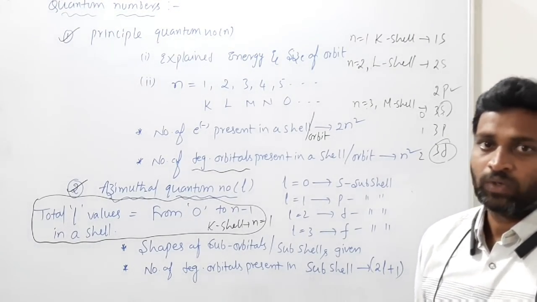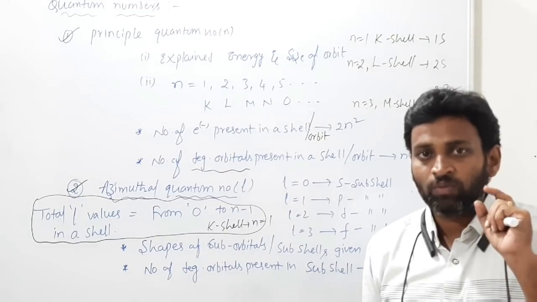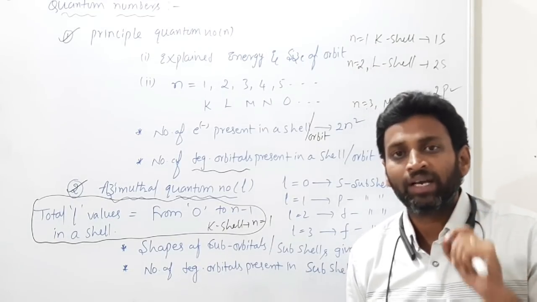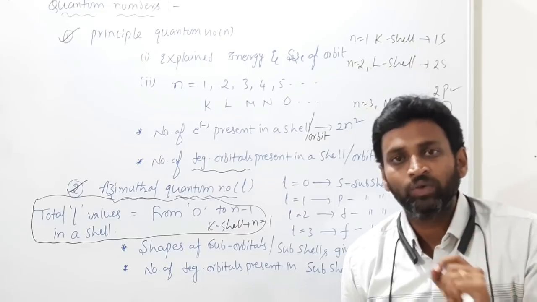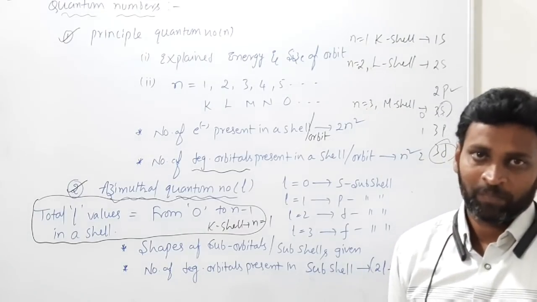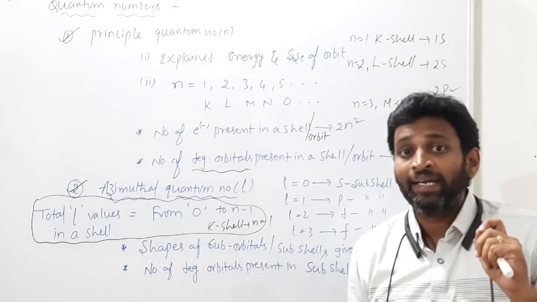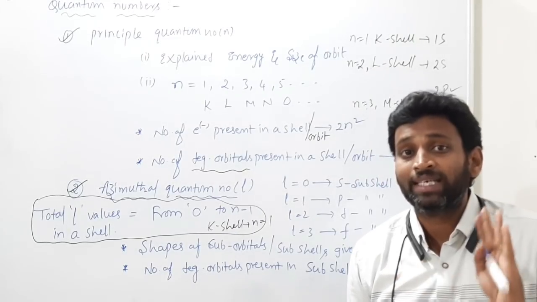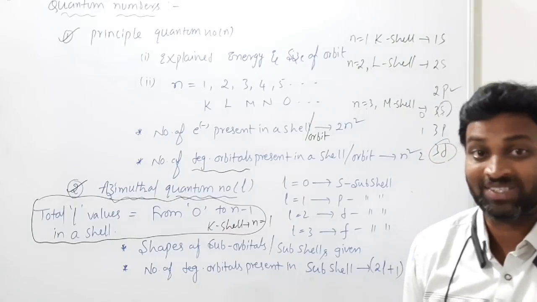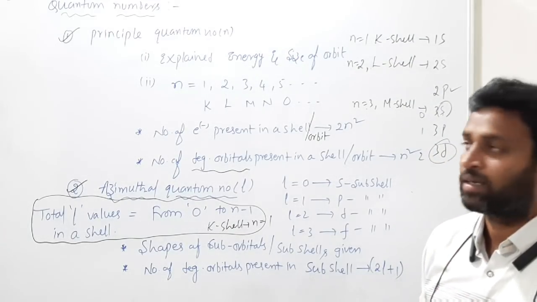Getting what I am saying? So one small thing here, n value and L value can never be same. I repeat, n value and L value can never be same for a particular subshell. This is very, very important. Note it down, everyone.